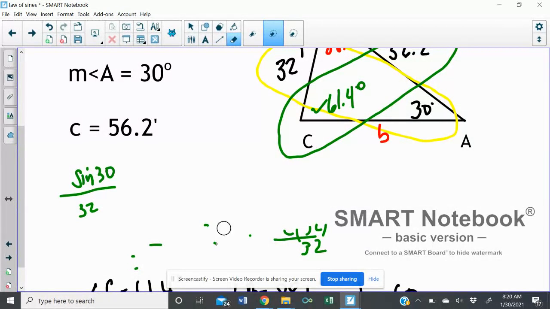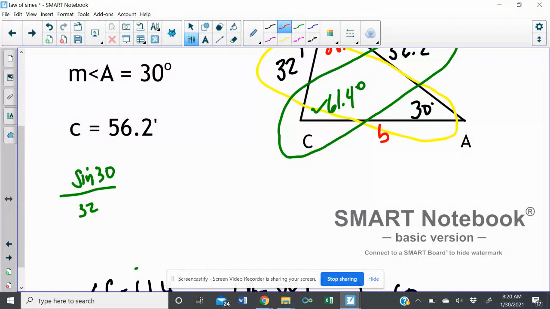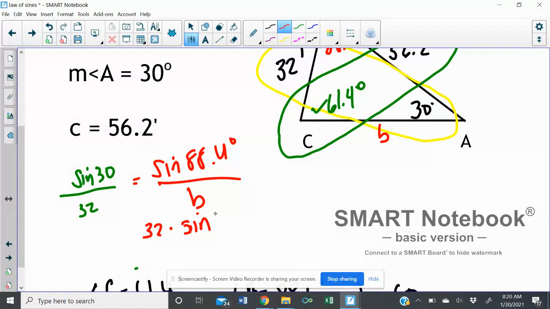All right, so the other piece of this is now what we know. So that is the sine of 88.4 degrees over little b. All right. And again, when you're doing it, 32 times the sine of 88.4. Be careful on your calculators. Make sure that you are closing your parentheses. It's actually going to be all divided by the sine of 30.